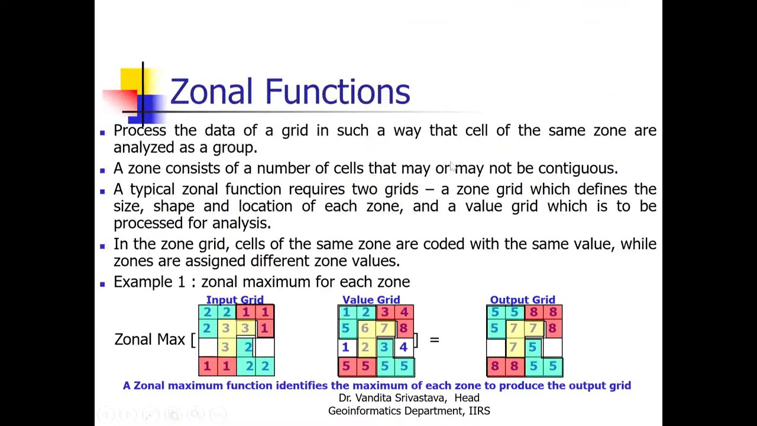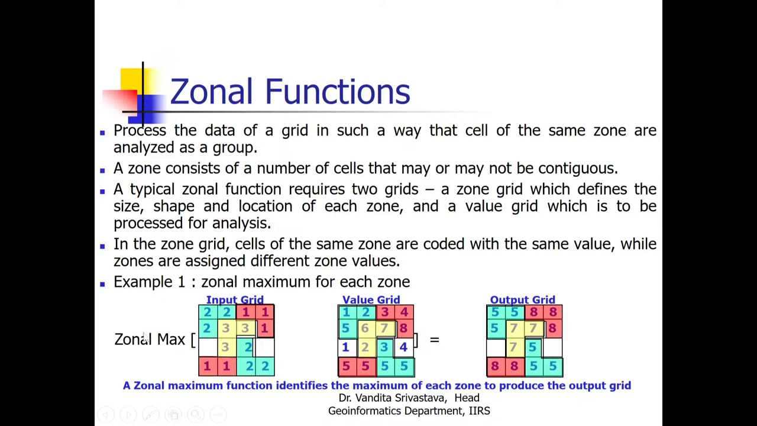And then the third type is the zonal functions. Here each zone is considered for doing the processing. I'll first give you an example. Suppose you want to make a valuation of each land use type. You will use the land use land cover map as the zone grid and individual cell values as the value grid. So let us say this is your input zone definition and this is your values that are telling the value of each cell.